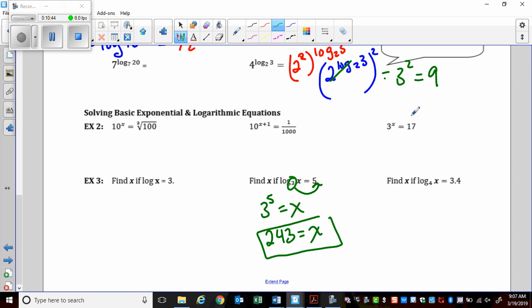If it's already an exponential and we can't make this into a base of 3, then for this one, what I would do is just take the log base 3 of both sides so that this 3 would cancel. So we'll say the log base 3 of 3 to the x. If I do that to the left, I have to do that to the right: log base 3 of 17.